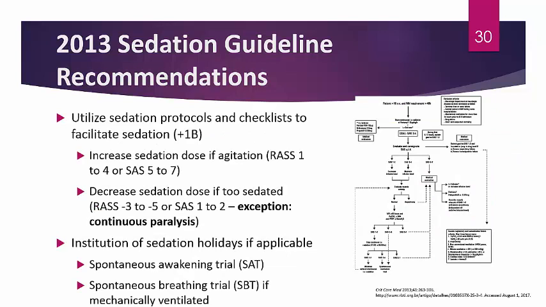In general, sedation protocols and checklists should be used to facilitate sedation. And that's a positive 1B recommendation. If you have patients who have agitation, such as a RASS score of 1 to 4 or a SAS of 5 to 7, you may consider increasing the sedation dose. If your sedation dose is too heavy, such as a RASS of -3 to -5 or a SAS of 1 or 2, you may consider decreasing the sedation dose if you're too sedated.